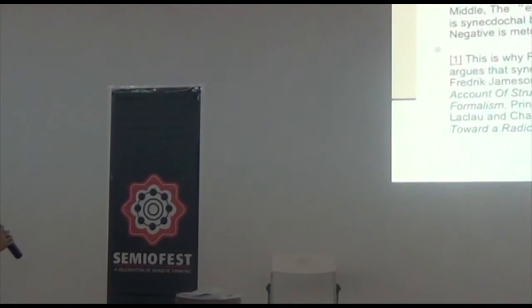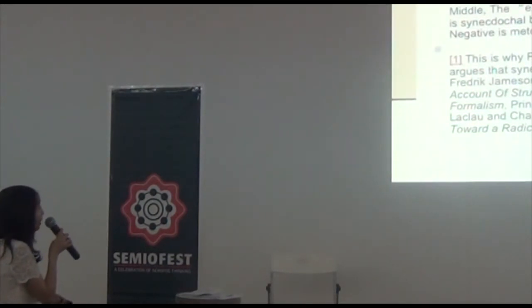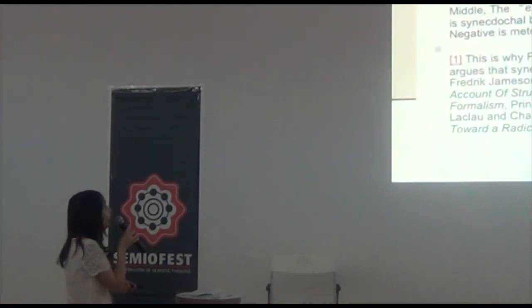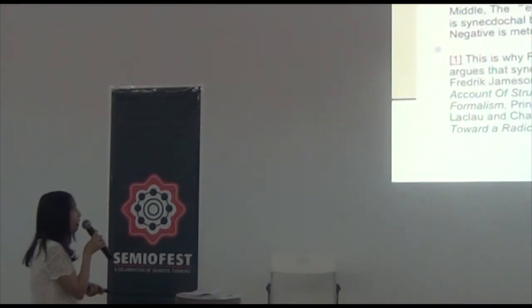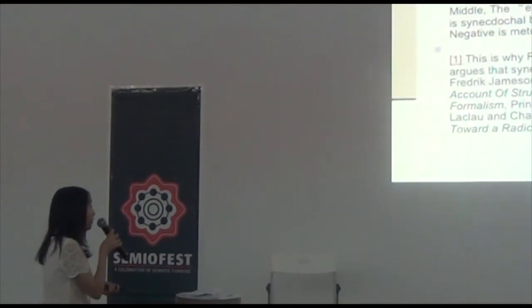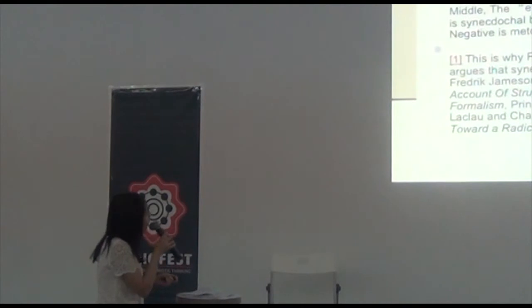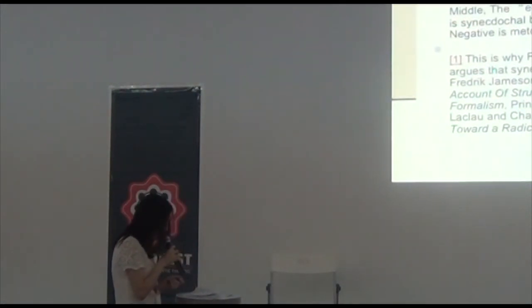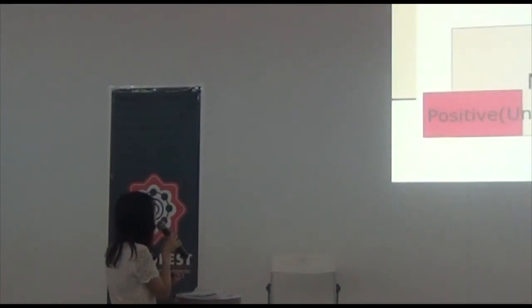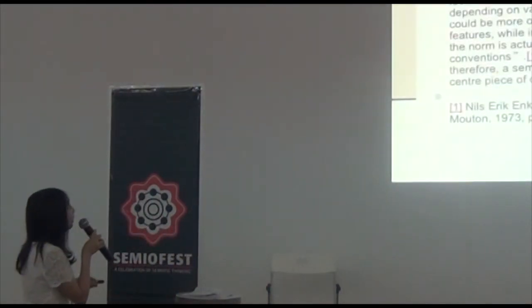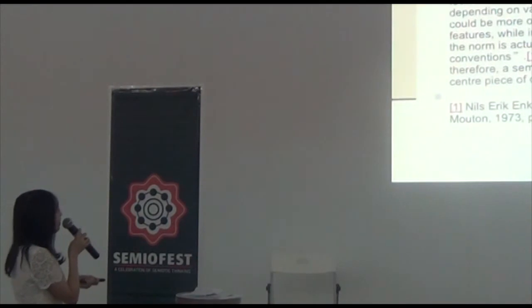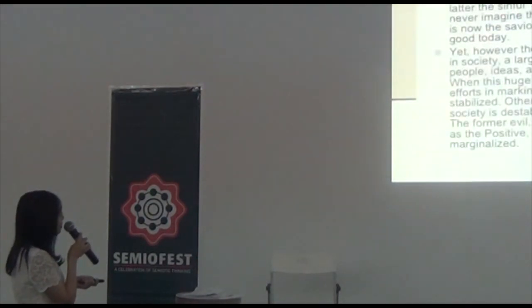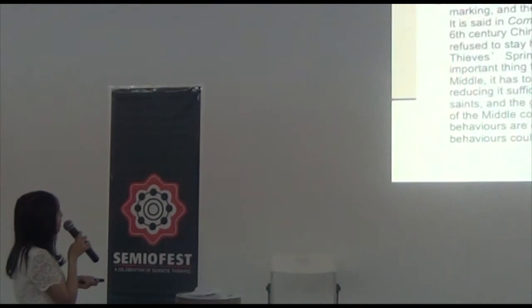It is noticeable that the middle, the either-or, neither-nor between the first two, is semi-diagonal but not overlapping with the positive, while the negative is metonymical to the unmarked in the paradigm. Okay, so I'll skip some pages, and to give you some examples.